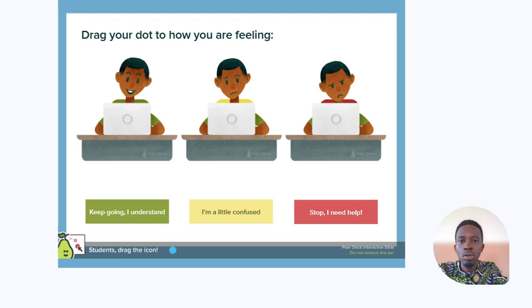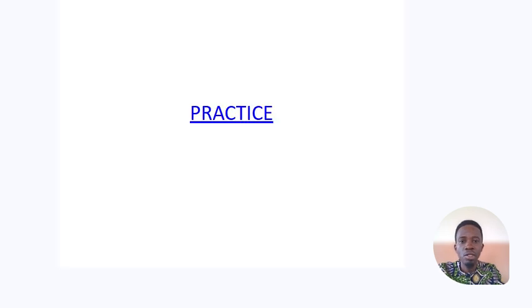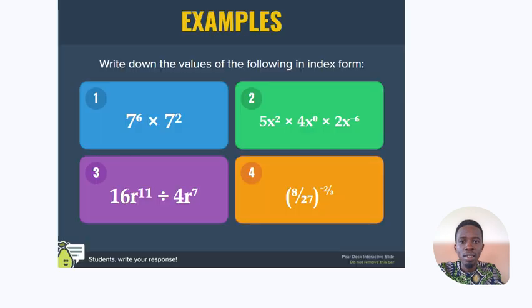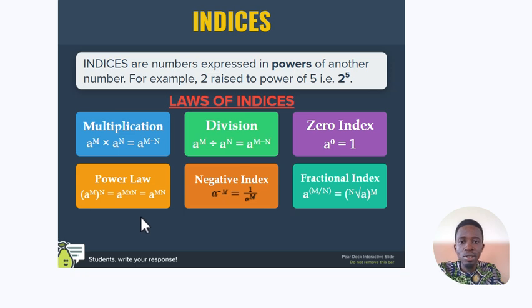Okay, you're a little confused. You need a little clarification. All right. For the clarification, let's just go over the rules: the multiplication law, the division law, the zero index, the power law, the negative index, the fractional index. I know you might have a little confusion about the fractional index. When you have a raised to power m over n, it will be the nth root. That's why in the last example I was talking about the cube root: the cube root of 8, the cube root of 27. Then after that, you raise it to the power m.